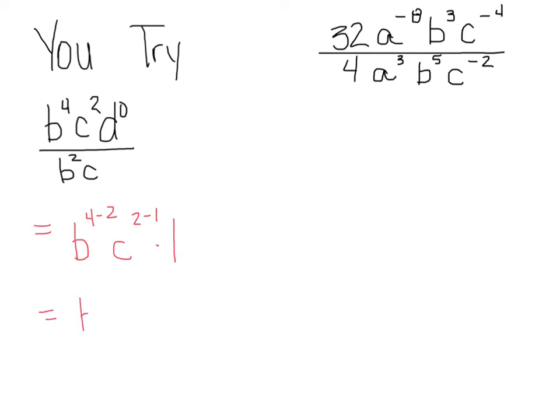We do need to clean up. 4 minus 2 is 2. 2 minus 1 is 1. Our answer, b squared c.